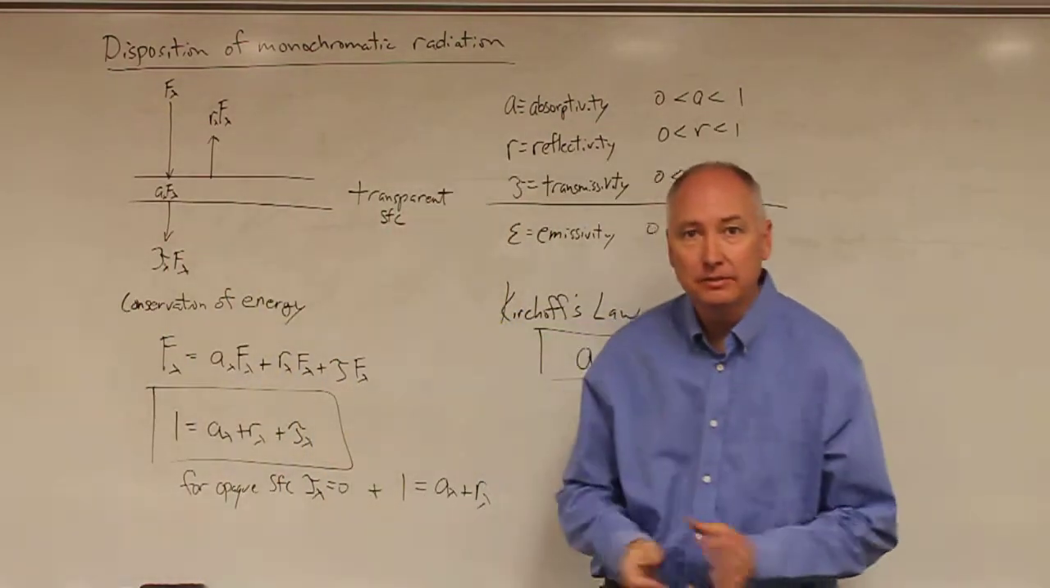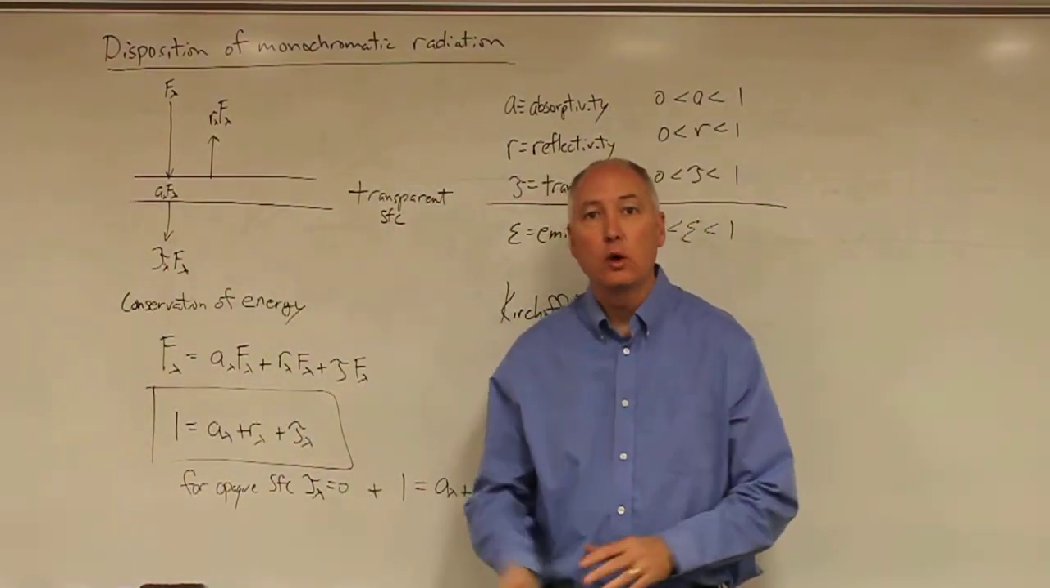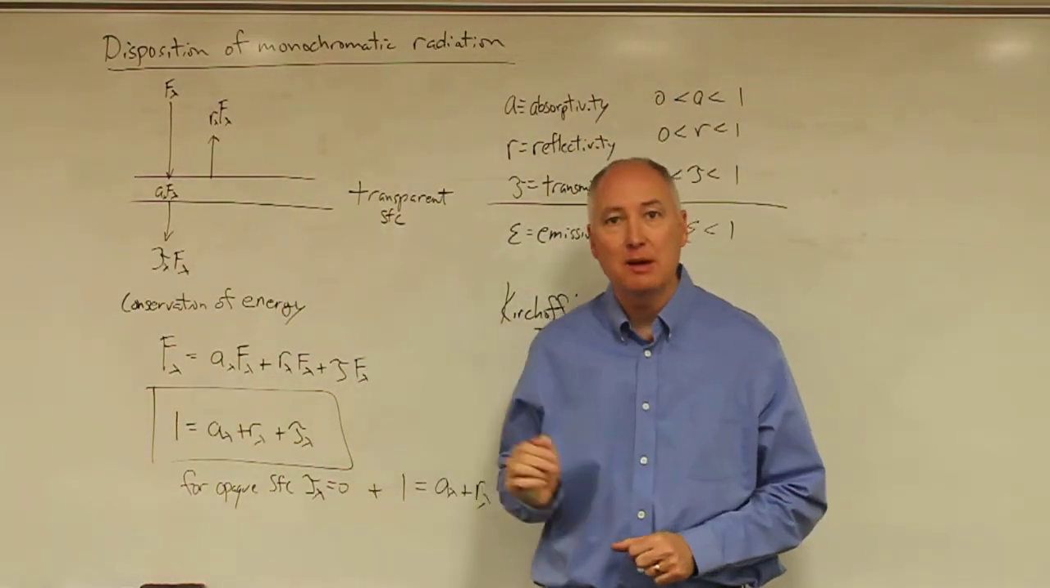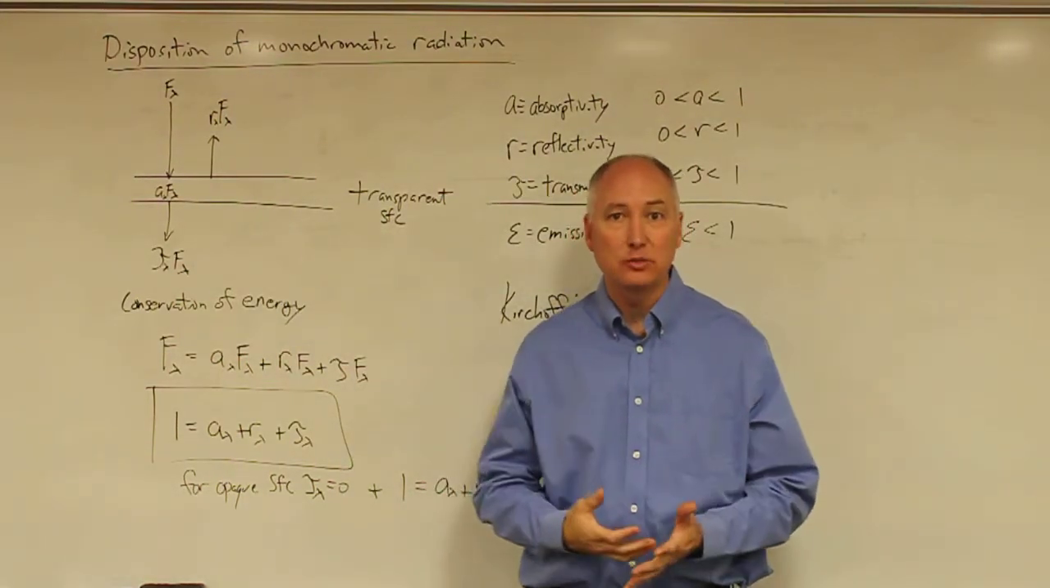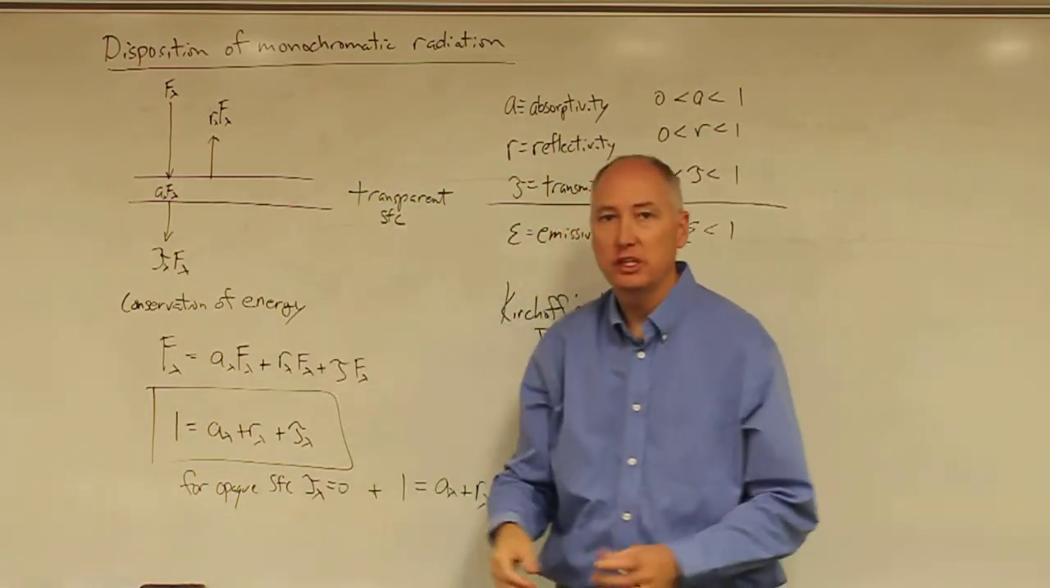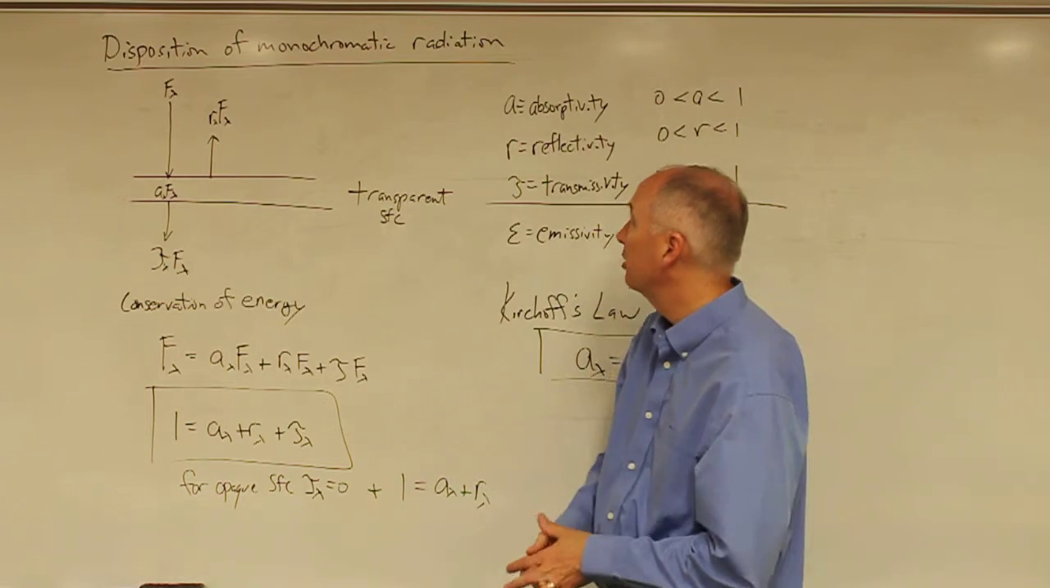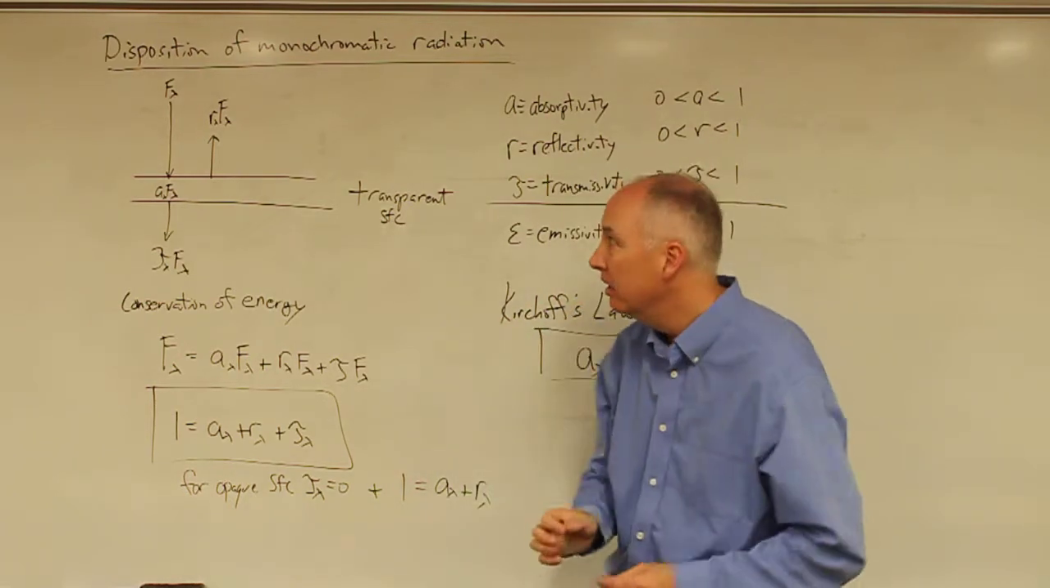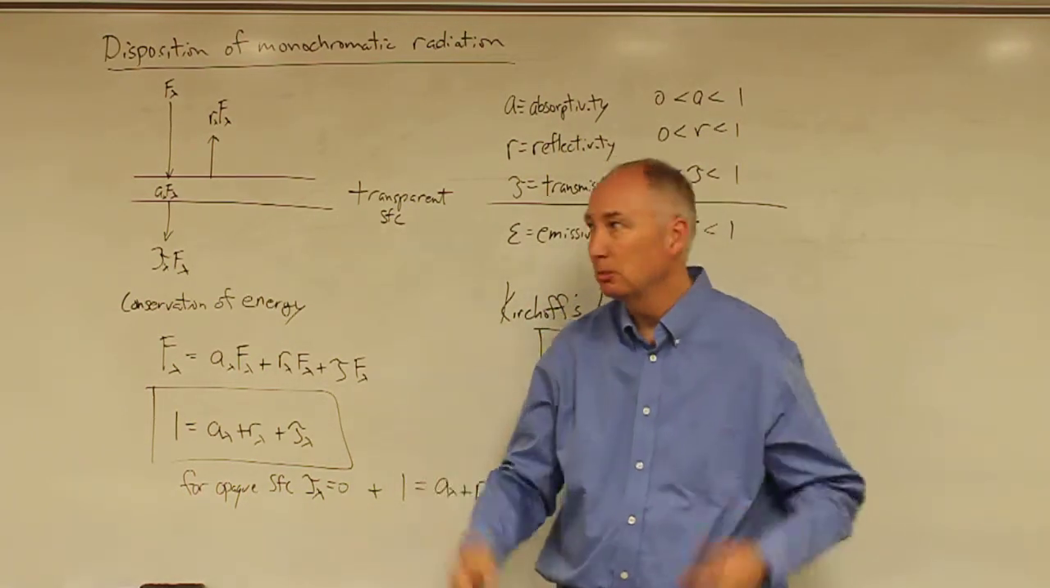Now that we have a good handle on how much radiation we receive at the top of the atmosphere, we're going to start to look at what happens when that radiation enters into the Earth's atmosphere. So we're going to look at the disposition of monochromatic radiation. By monochromatic, we're talking about a single wavelength. And then you can expand that to multiple wavelengths.